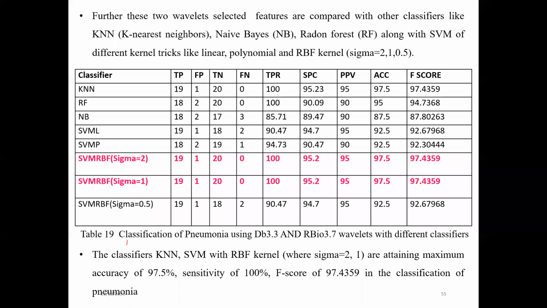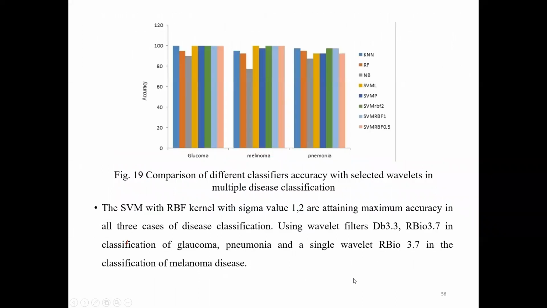Further, these two wavelet selected features are compared with other classifiers like KNN, naive Bayes, and random forest, along with SVM, different kernel tricks like linear, polynomial and RBF kernel. The classifiers KNN and SVM with RBF kernel are attaining maximum accuracy, sensitivity, and F score in the classification of pneumonia. And here you observe the comparison of different classifier accuracy with selected wavelet features in multiple disease diagnosis.